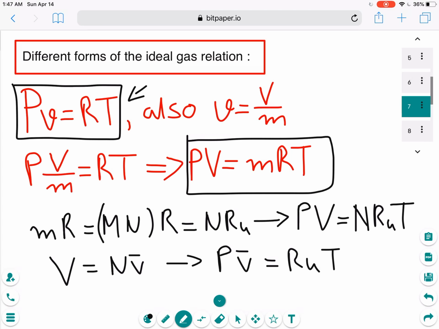So for the purpose of this video, we're going to use PV equals RT and PV equals mRT, and most of the time you will be using these equations. The two equations on the bottom are not used as often as the others.